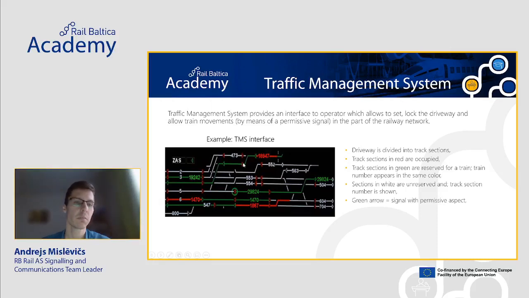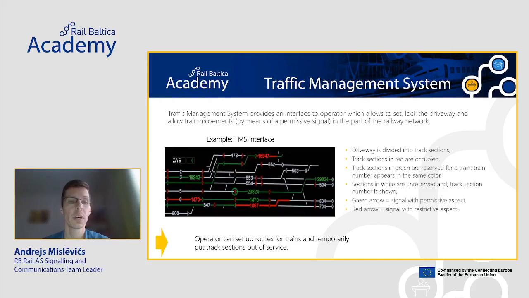And the signals are as well represented as arrows, and the color says about either the permissive aspect of the signal, green one, or red is the restrictive aspect of the signal. So the operator can set routes for trains and follow up the train movement and as well temporarily put track sections out of service in case any maintenance is needed.